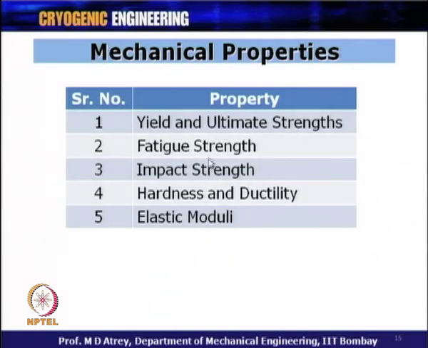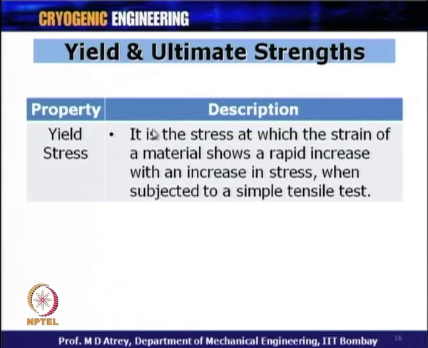First, we will come to yield and ultimate strengths of the material. Just to redefine those properties which we just saw, what is the yield stress? It is the stress at which the strain of a material shows a rapid increase with an increase in stress value when subjected to a simple tensile test. We found that suddenly the strain increased by giving a small stress at a particular location, and that is called the yield point, and the stress is called yield stress.